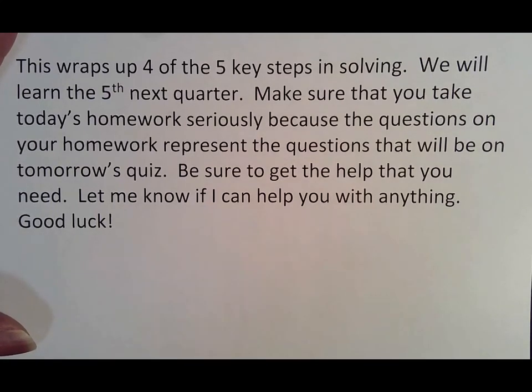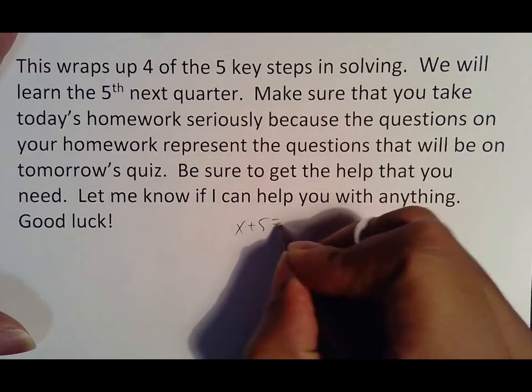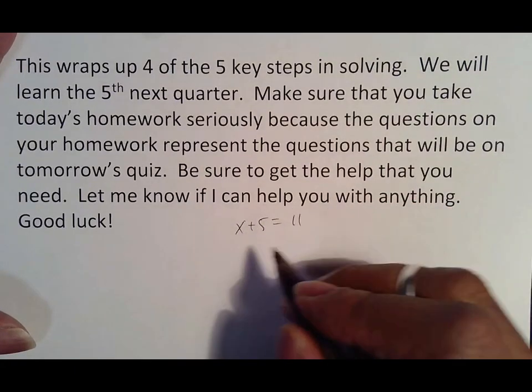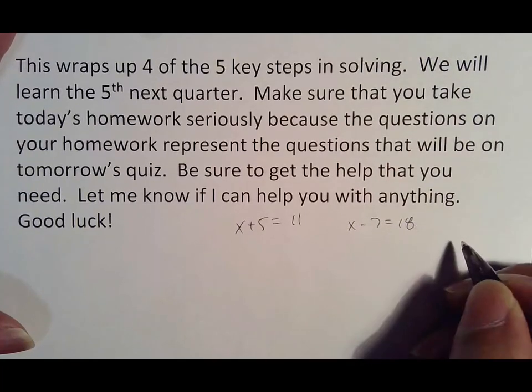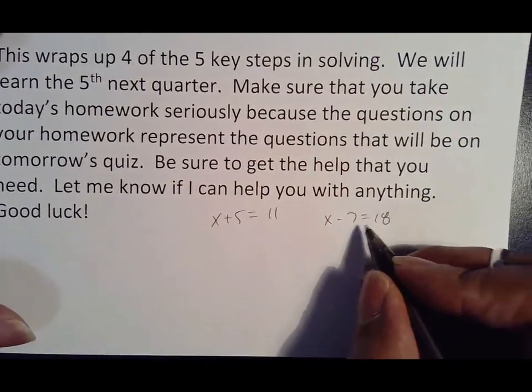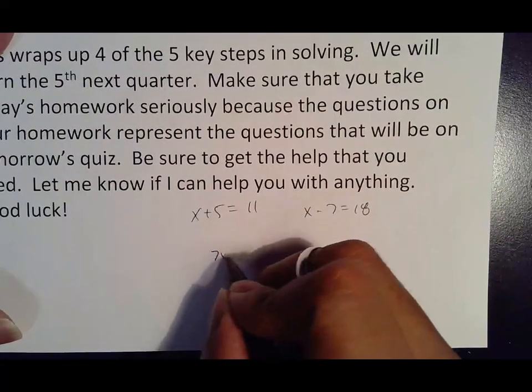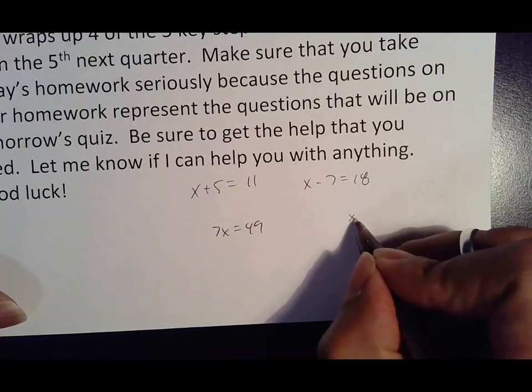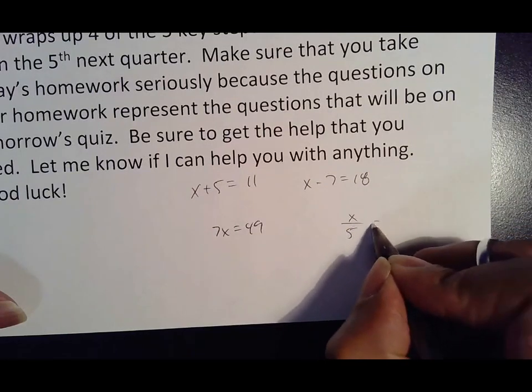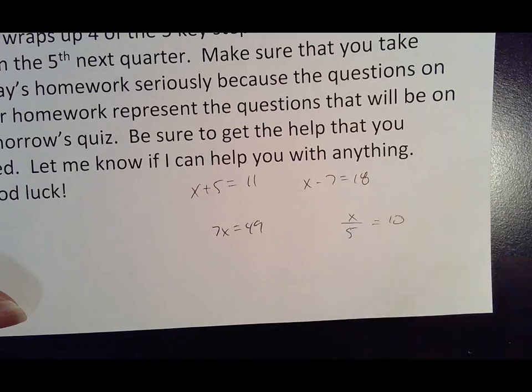But again, hopefully you know how to do something like this, which would be to subtract 5. Hopefully you know how to do something like this, which would be to add 7. Hopefully you know how to do something like this, which would be divide by 7. And then the last thing you need to know how to do, as we just learned today, is this one, which is where we'd multiply by 5.